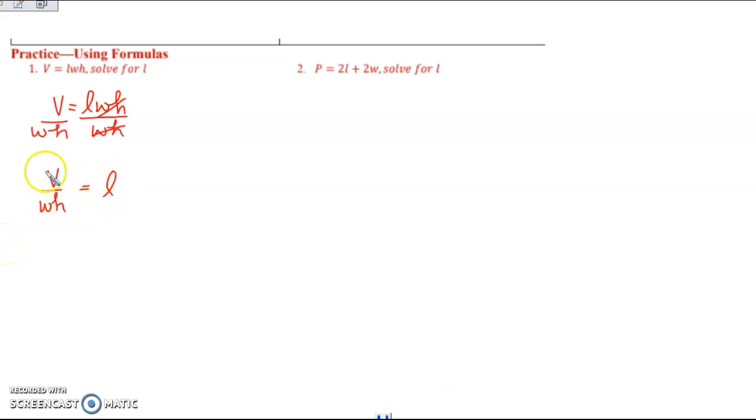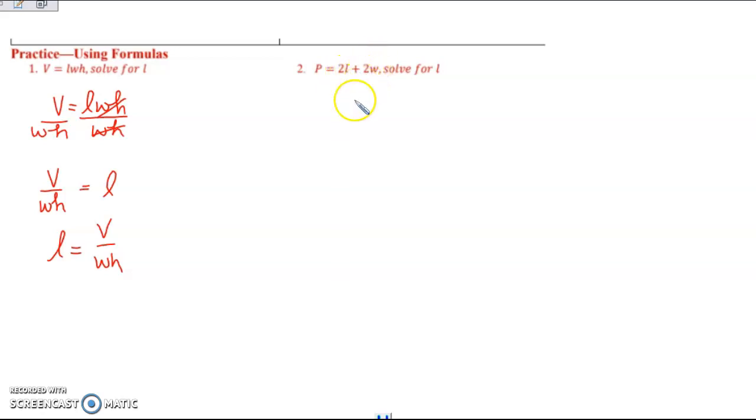If you choose to rewrite it, it's fine. You can put it on the left. Just make sure that when you are moving it from one side to the other, you don't change the order that they look at. Okay? All right, this one's for perimeter. Perimeter equals 2 times the length plus 2 times the width. Solve for the length. Again, I'm solving for this length.